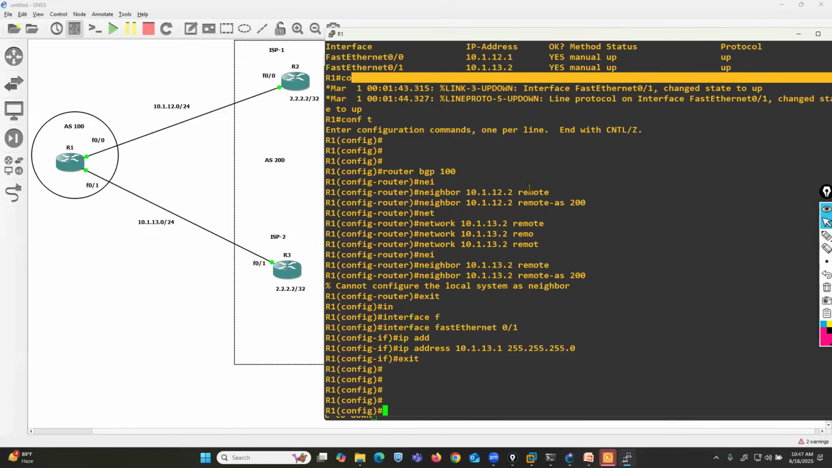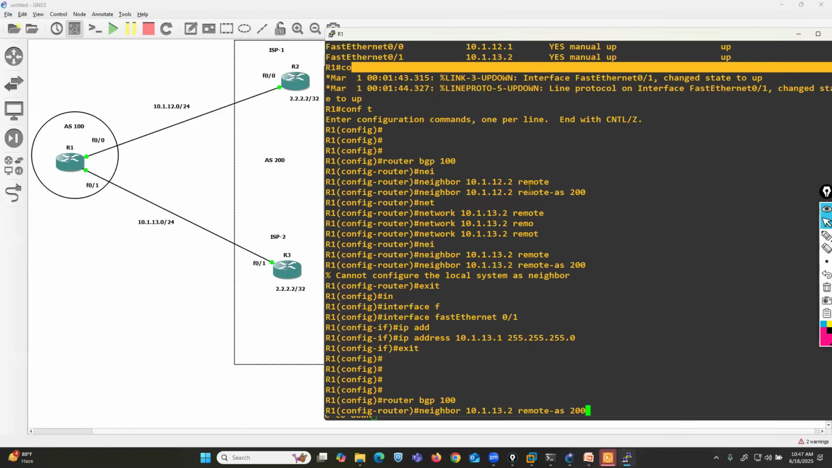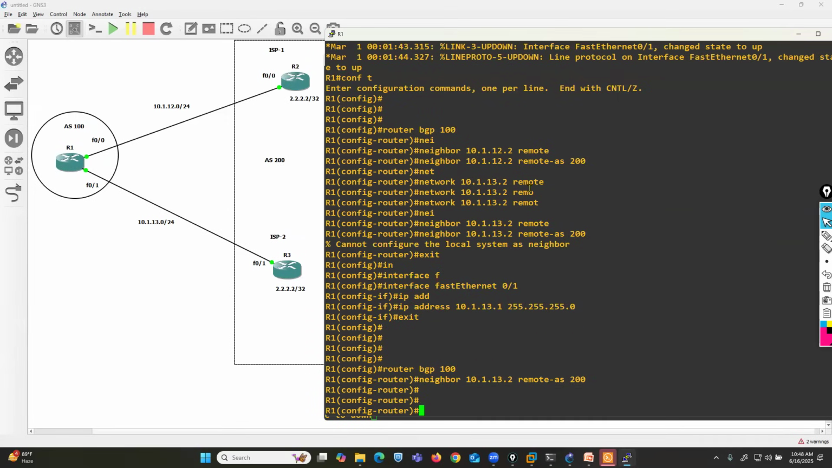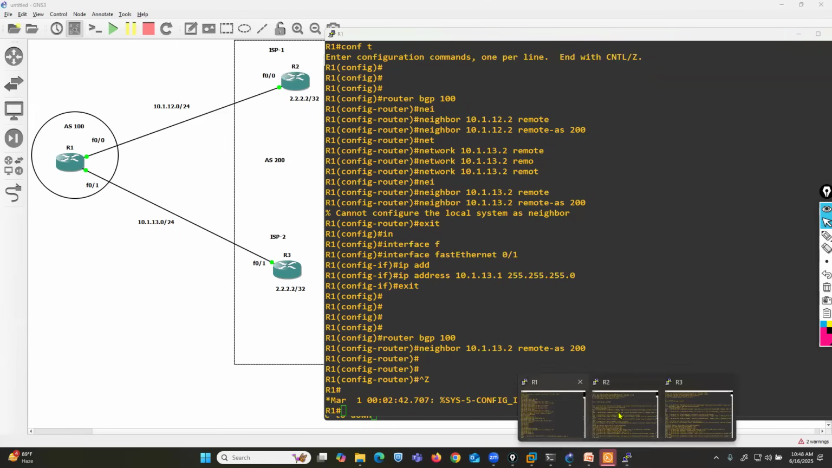Let's go to BGP, and I'm trying to create this entry. Neighbor 10.1.13.2, remote AS is 200. Now let's go to R2.